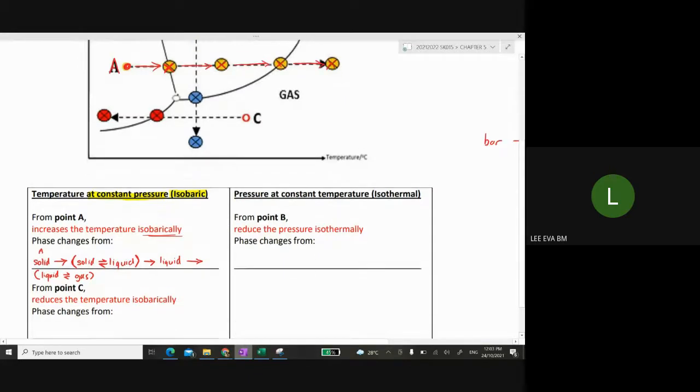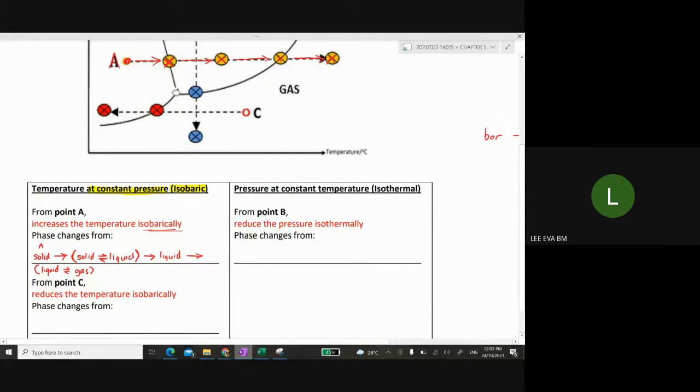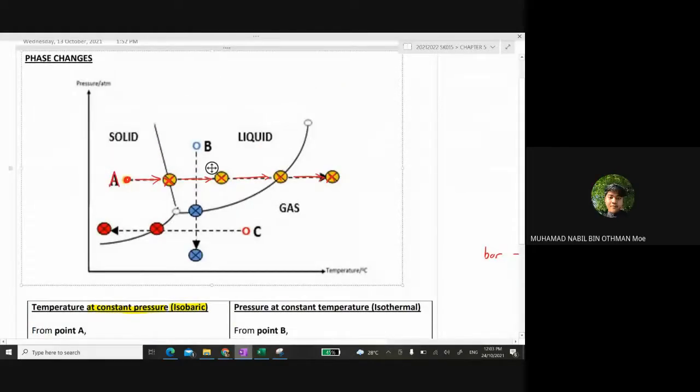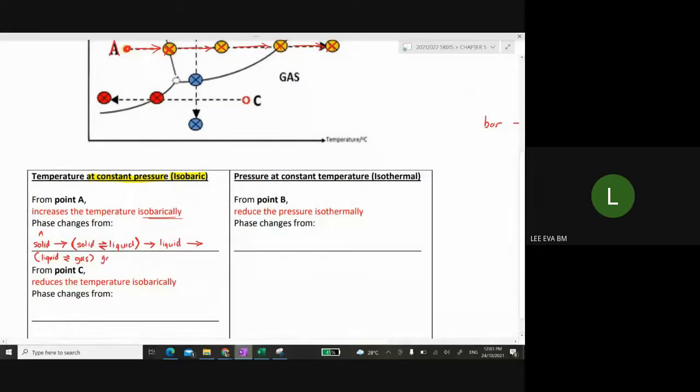What do you have at that point? What phase do you have at the last point? Gas. Okay, so this is your answer. Your phase changes starting from point A: you have solid, into solid and liquid in equilibrium, into liquid, to liquid and gas in equilibrium, to gas. Missing one more arrow. Here there must be a path into the gas phase. So this is when you increase the temperature at constant pressure, isobaric.